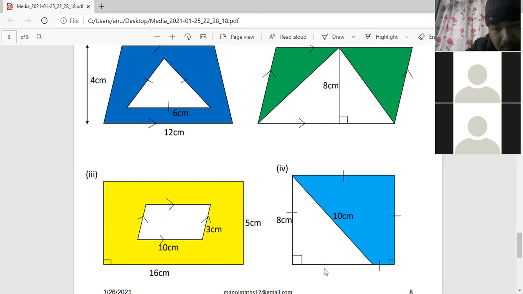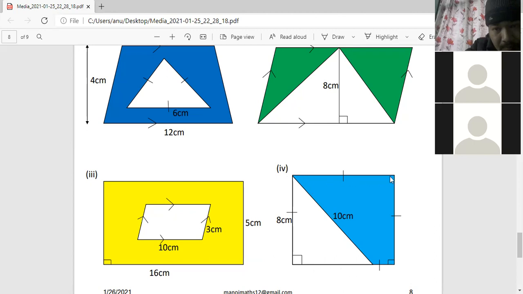Base equals, use the Pythagoras formula: base equals square root of h square minus p square. Then you will get the base. If you know the base, you can find the area of this right angle triangle. 1 by 2 base into height. Height is 8, given. 10 square minus 8 square, that will be what? 100 minus 64, that will be 36. That means its base will come 6.